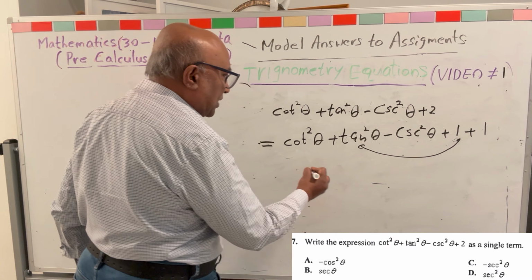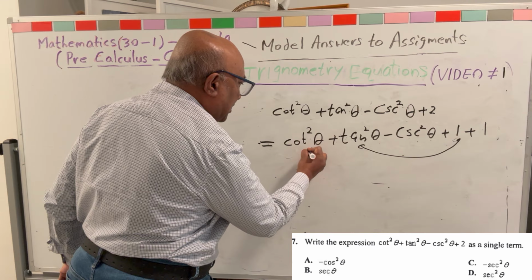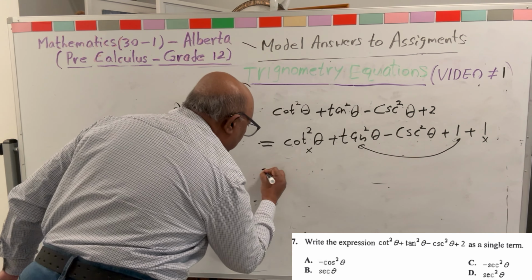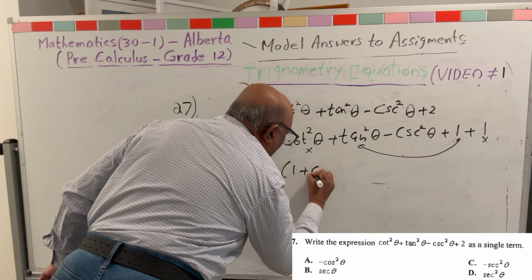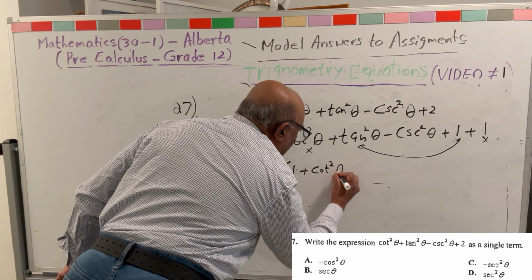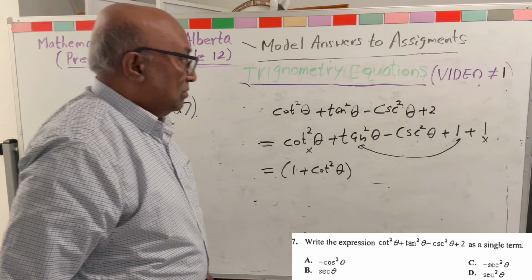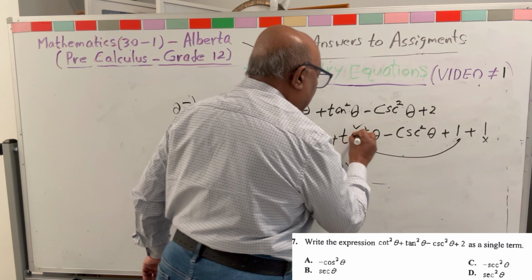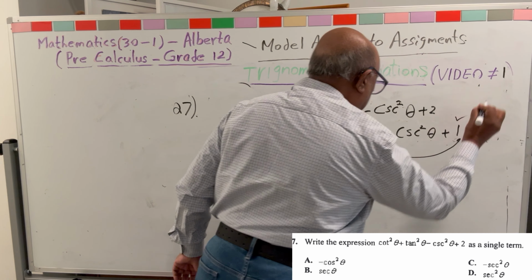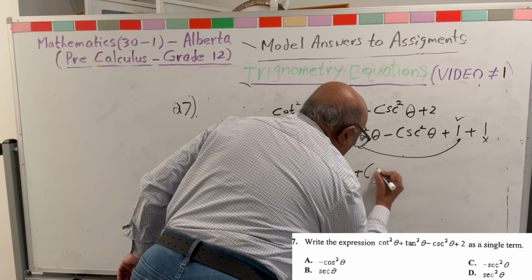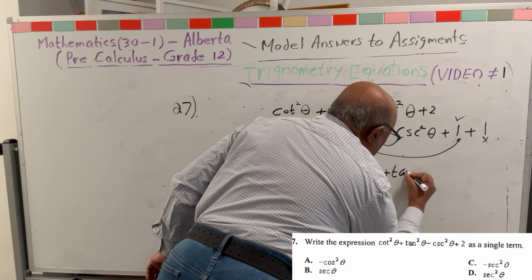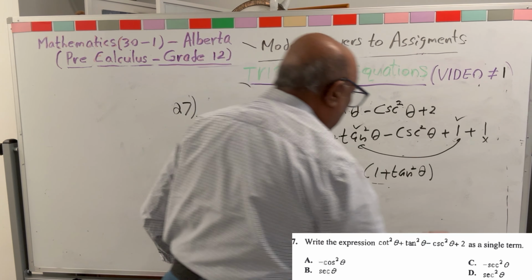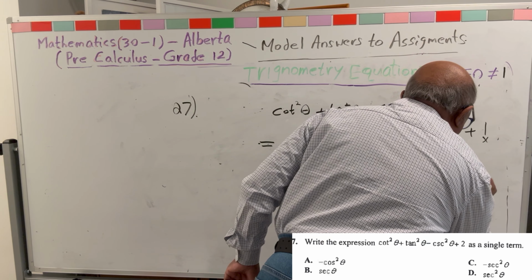Let's gather these two terms. First this one and this one, the first term and the last term: 1 plus cot square theta. Then let's gather these terms, the second term from the left and the second term from the right: 1 plus tan square theta, minus cosecant square theta.